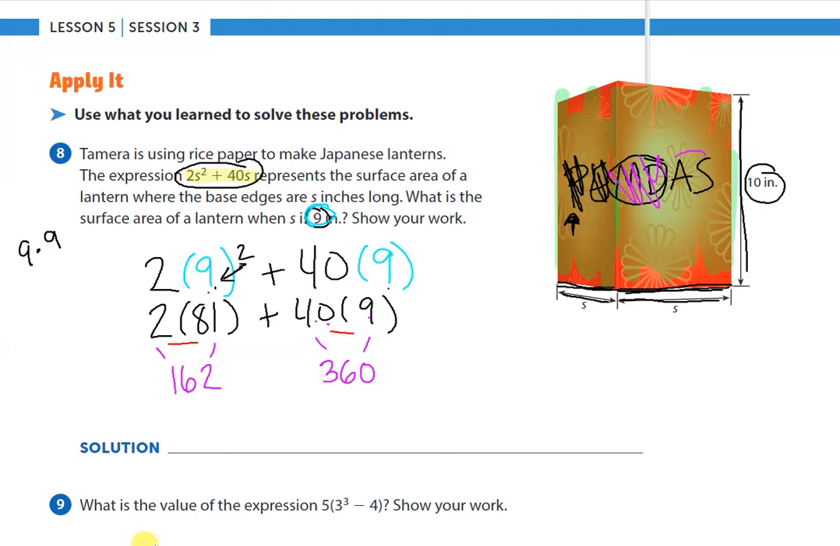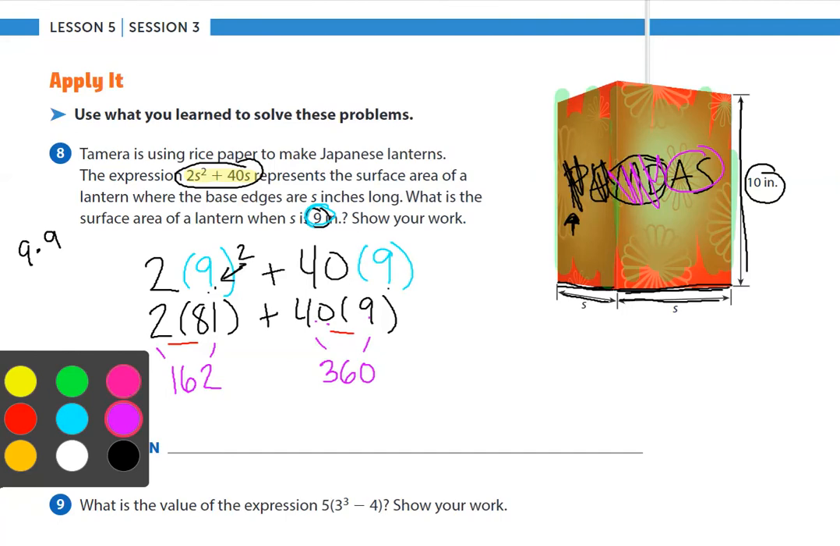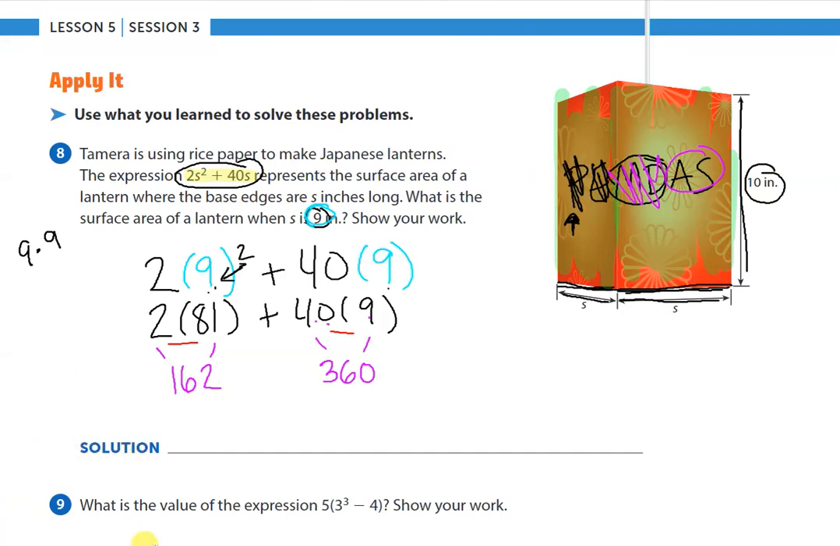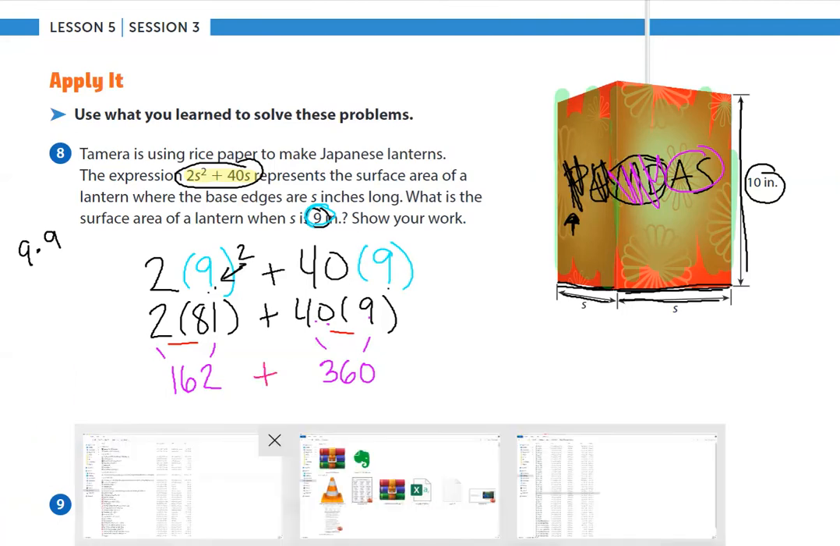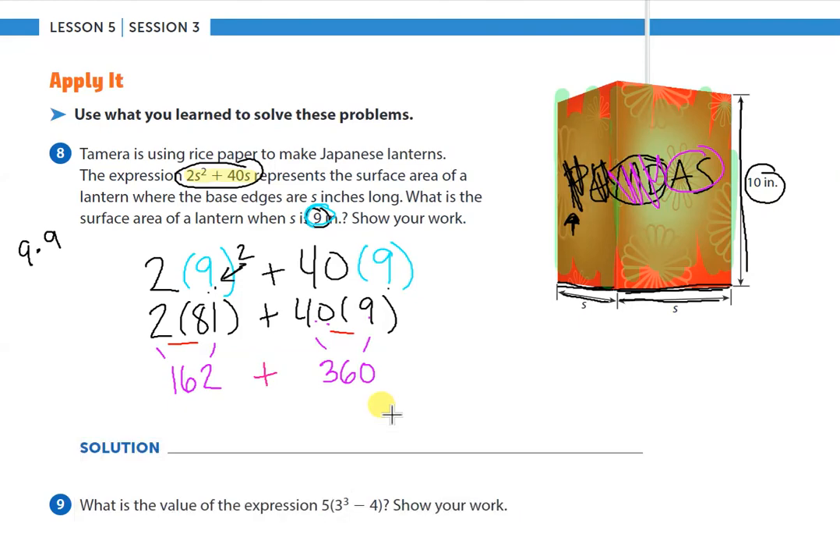Now we're on the addition subtraction step, which is just that little addition left there. And 162 plus 360 is 522. And it says we're working with inches. And those inches are squared because this is surface area, and area is counting the square inches.